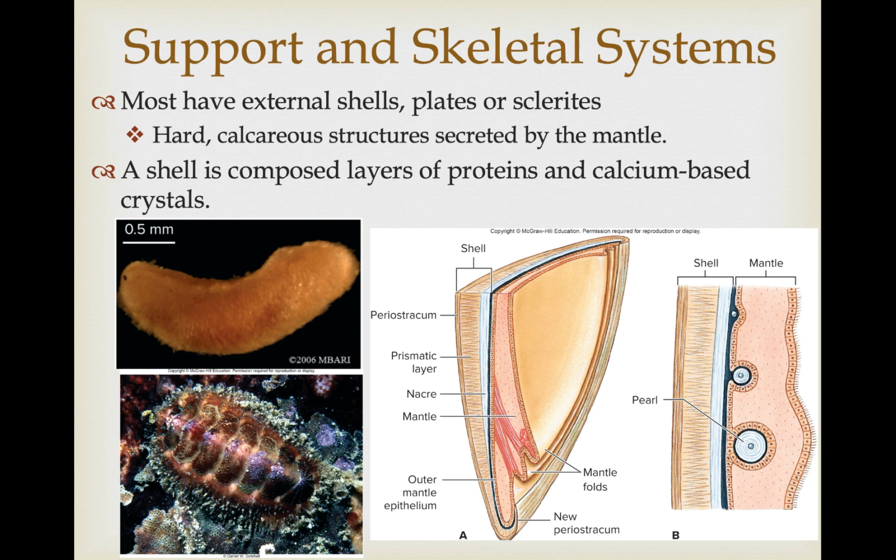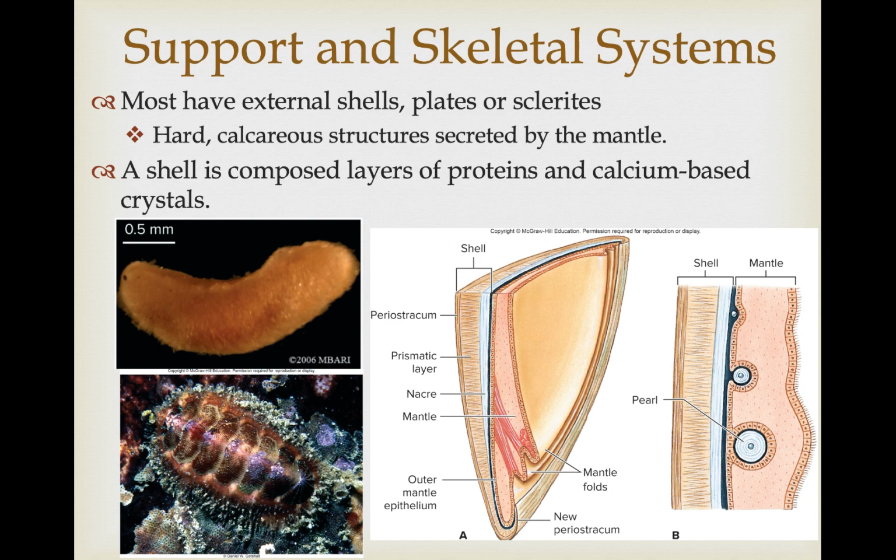As I mentioned, most mollusks have an external shell or plates, or at least sclerites embedded within the mantle to give them some support. These are hard calcareous structures, again secreted by the mantle. The shell is actually composed of layers laid down by the mantle, layers of proteins and calcium-based crystals that are integrated together to give you that hard shell.